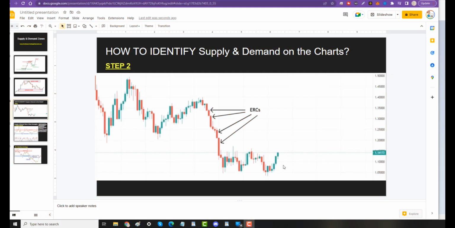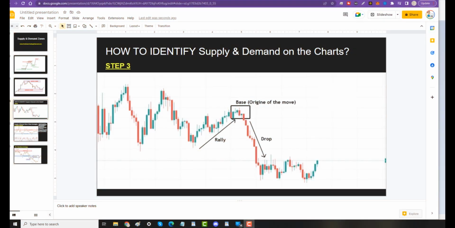Now, step number two. We need to focus on the left area of the chart to find the extended range candles, okay? ERCs, so the big candles. You can identify these candles by their long bodies with little or no wicks. Remember that if any candle has an equal size of wicks and body, it's not an extended range candle. But as we can see here, this bearish red candle is bigger than this previous shooting star green candle.